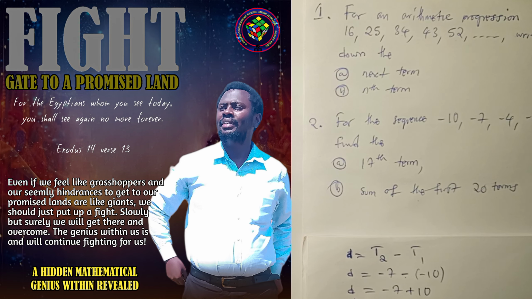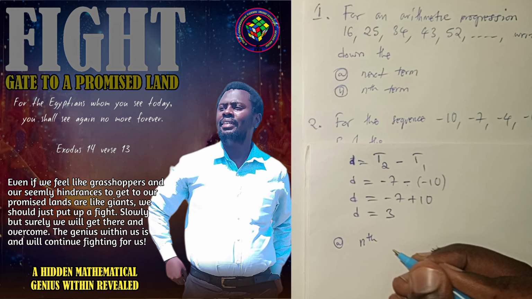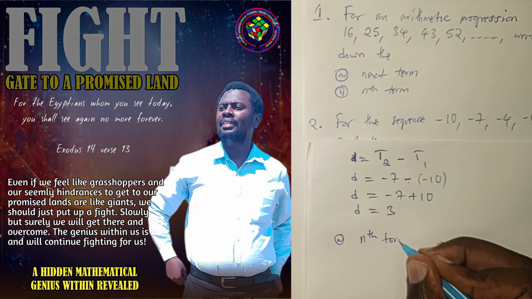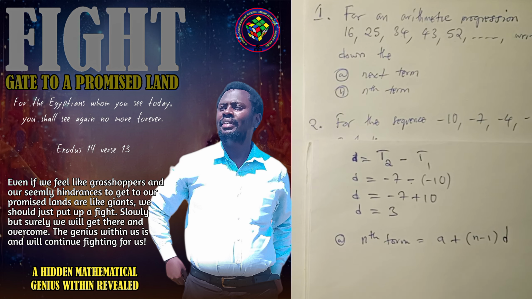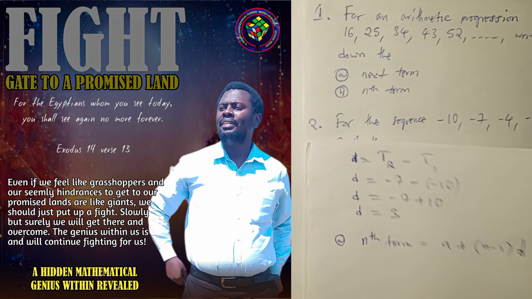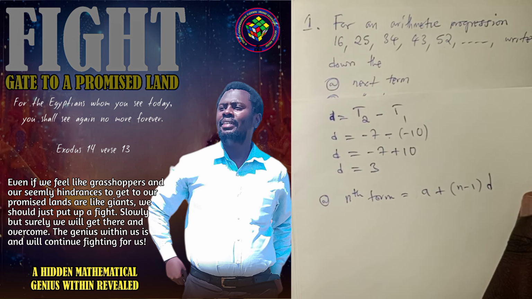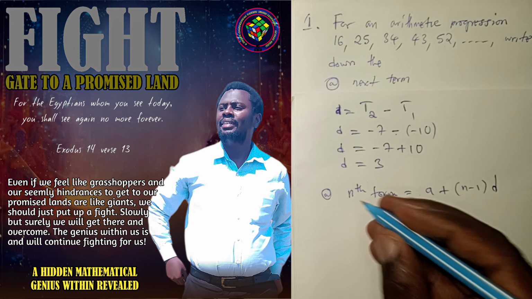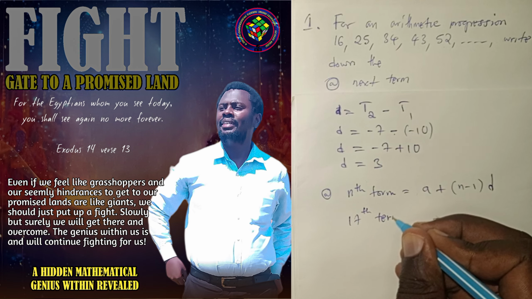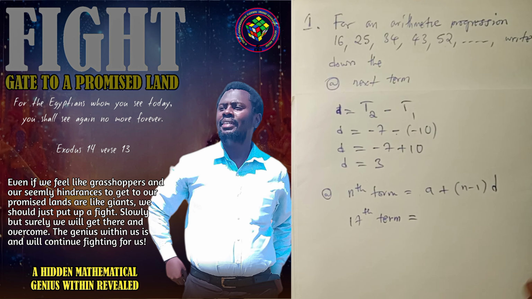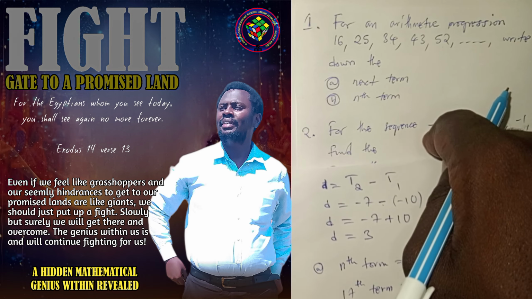Find the 17th term. So 17th term, we know that nth term of an AP is equal to A plus n minus 1 D. Since it is the 17th term, it means where there is n, we are going to put 17. So 17th term is equal to A, the first term. According to the sequence, the first term is minus 10.